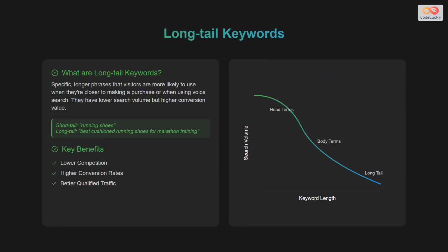A good selection matrix includes high relevance, moderate competition, and clear intent. Long-tail keywords are specific, longer phrases that visitors are more likely to use when they are closer to making a purchase or when using voice search. They have lower search volume but higher conversion value. For example, a short-tail keyword would be running shoes, while a long-tail keyword would be best cushion running shoes for marathon training. The key benefits of using long-tail keywords are lower competition, higher conversion rates, and better qualified traffic.